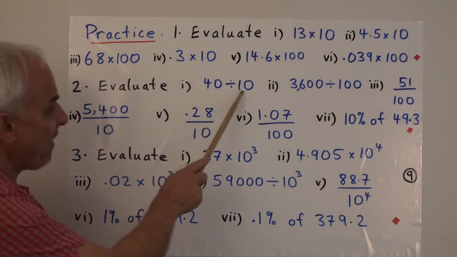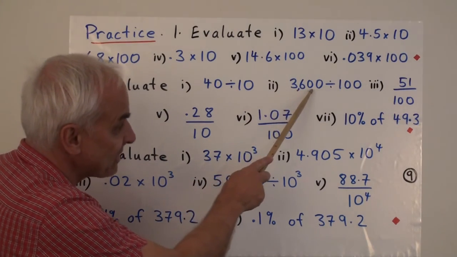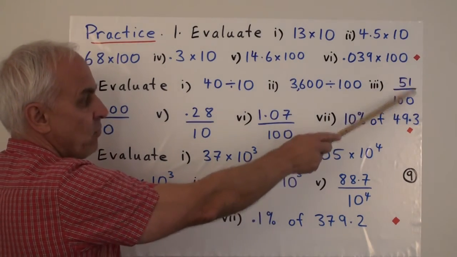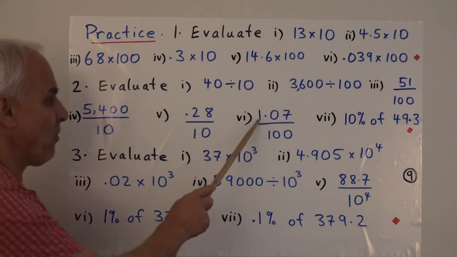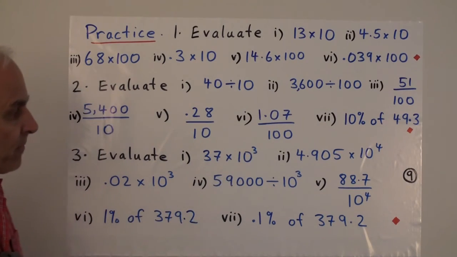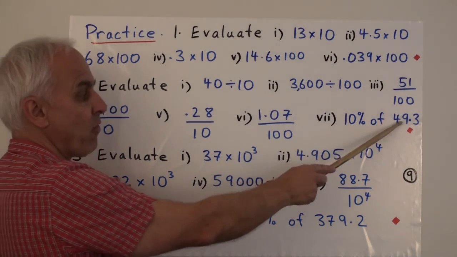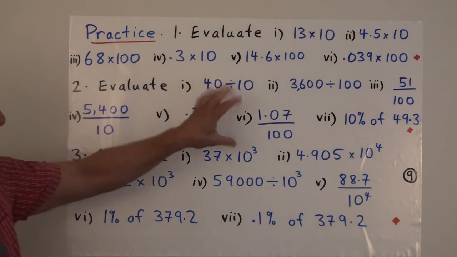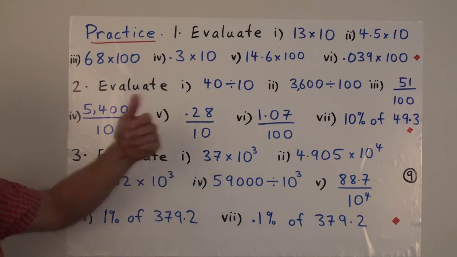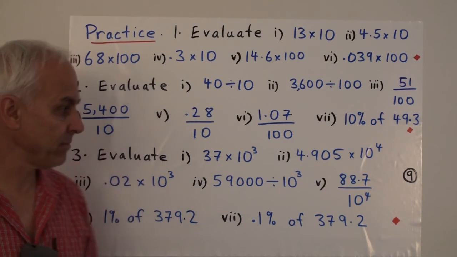Second question, 40 divided by 10, 3,600 divided by 100, 51 over 100, 5,400 over 10, 0.28 over 10, 1.07 over 100, 10% of 49.3. Again, we're sticking here basically with division, just involving tens and hundreds.